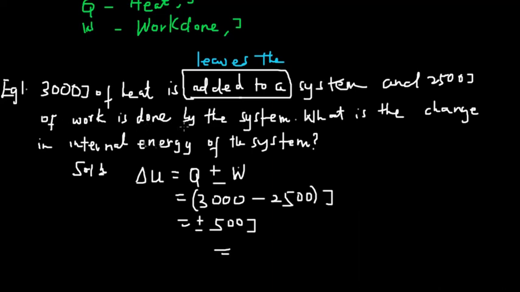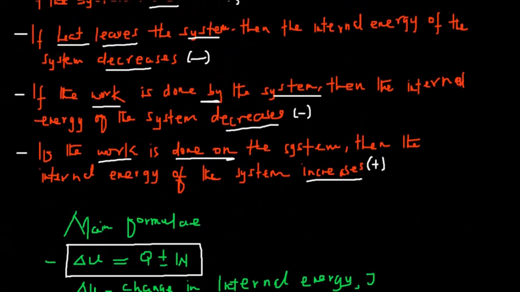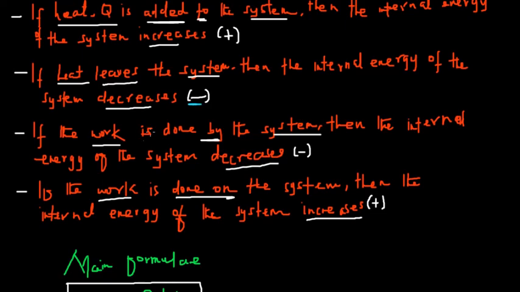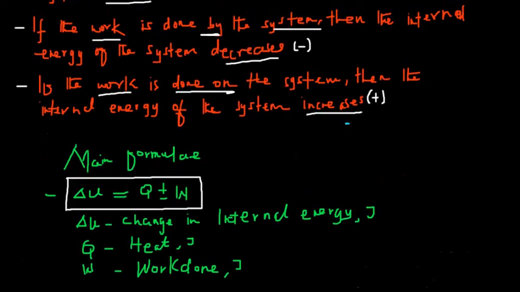So we substitute this with work done on the system. Now we have 3000 joules of heat leaving the system and then 2500 joules of work done on the system. It means that the heat will be negative, and then the work done will be positive, because from the principle, we know that when heat leaves the system it is negative, and when work is done on the system it is positive. So let's try to find the answer.